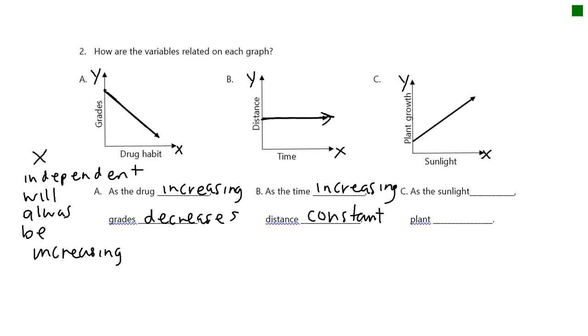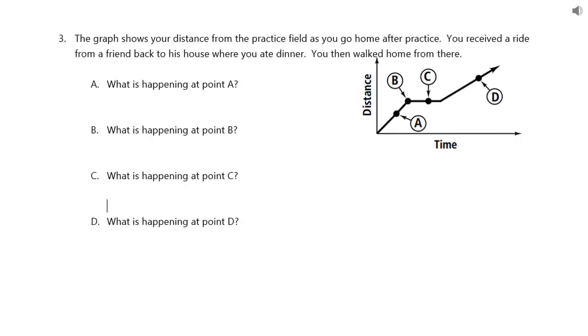All right. The last one, as the sunlight increases, it's always going to be increasing. The plant, which is your y, is going to change. Your plant is increasing. How do I know this? I'm just looking at the graph. Look at the lines, right? This one's going up. This one's going down. This one's staying constant. That's how I know what's going to happen to my y, okay? So just be careful and know how to read the graph. All right, the next one.